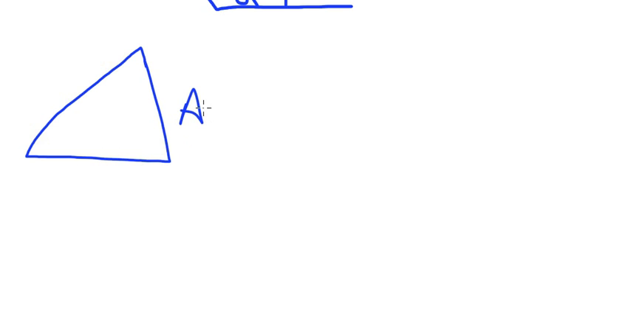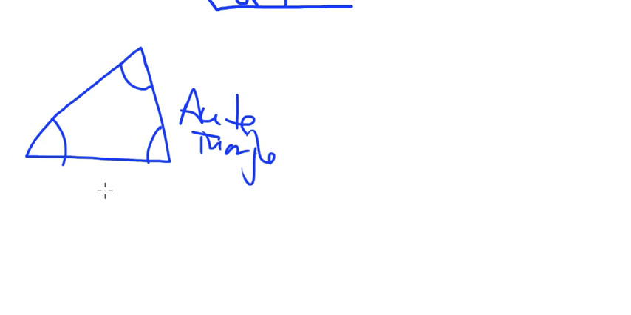Also, what I want you to know is the different kinds of triangles we can have. We can have an acute triangle. An acute triangle is a triangle that has all three angles less than 90 degrees. There are no obtuse angles in this triangle. So this here would be an example of an acute triangle, because this is less than 90, this is less than 90, and this is less than 90.